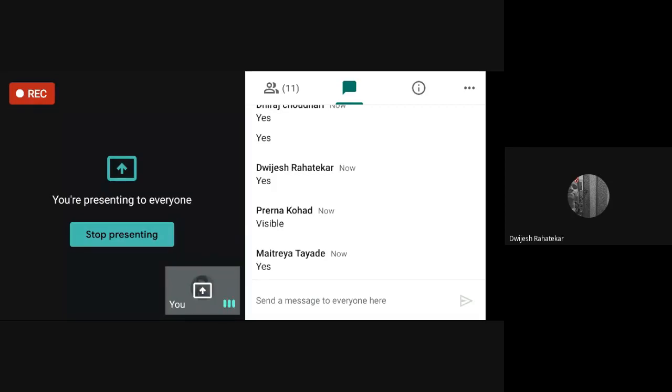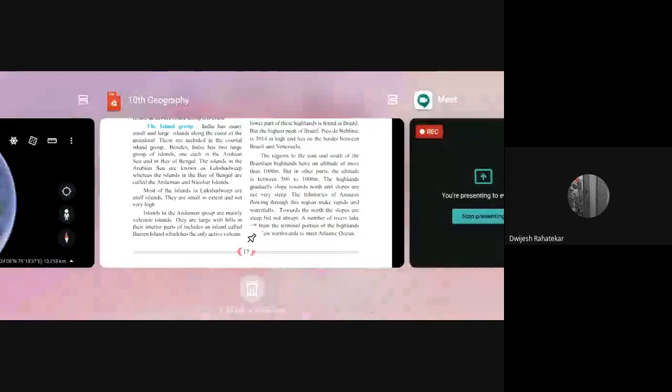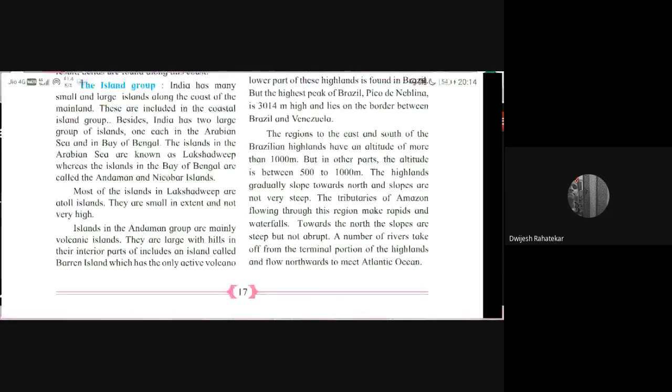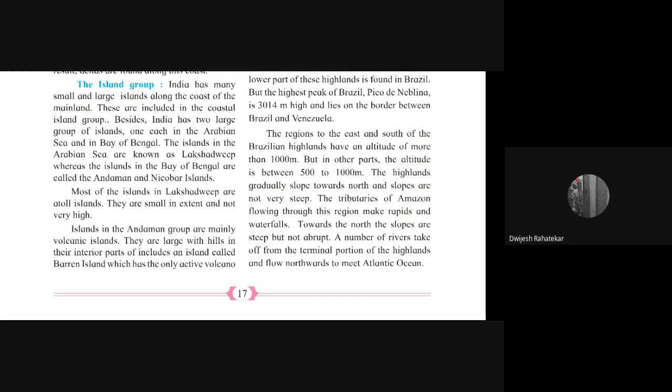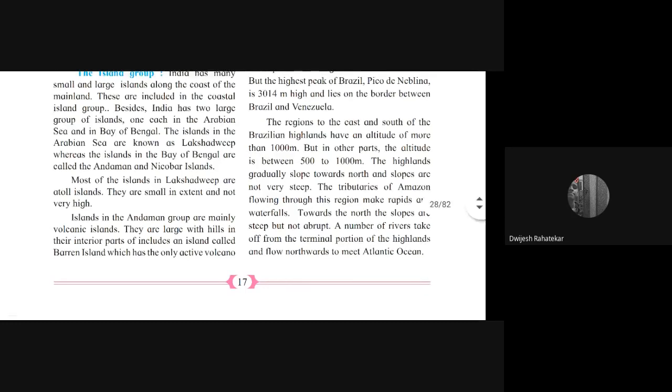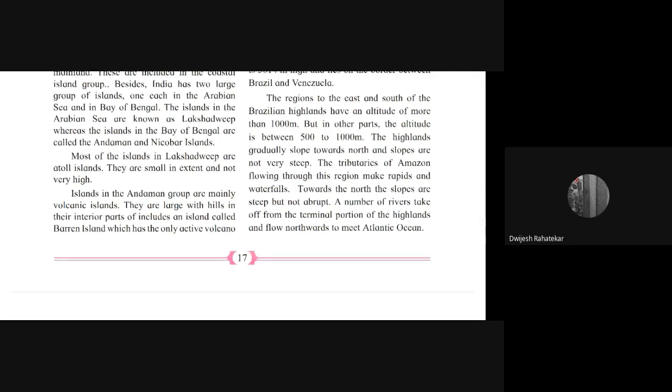Okay, so it is called coral in English. So the islands in the Lakshadweep are the atolls, not Andaman. Andaman and Nicobar is present in the Bay of Bengal. So in Bay of Bengal, there is Andaman group and Nicobar group, and in Andaman group there is one active volcano. It is the only active volcano in India. Its name is Barren Island. It is present on the Barren Island.